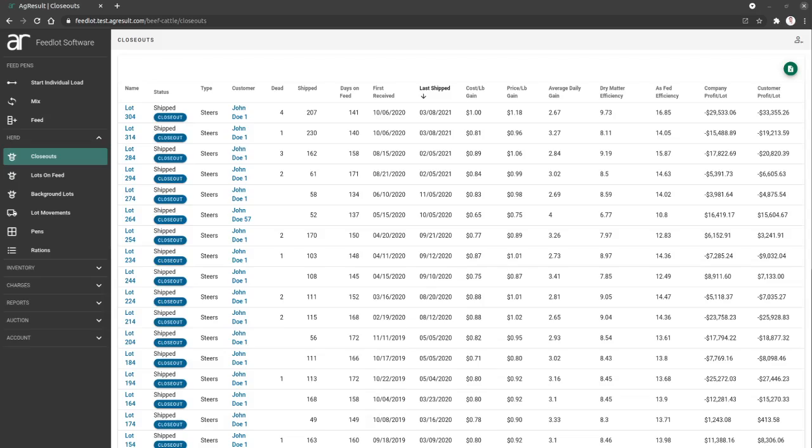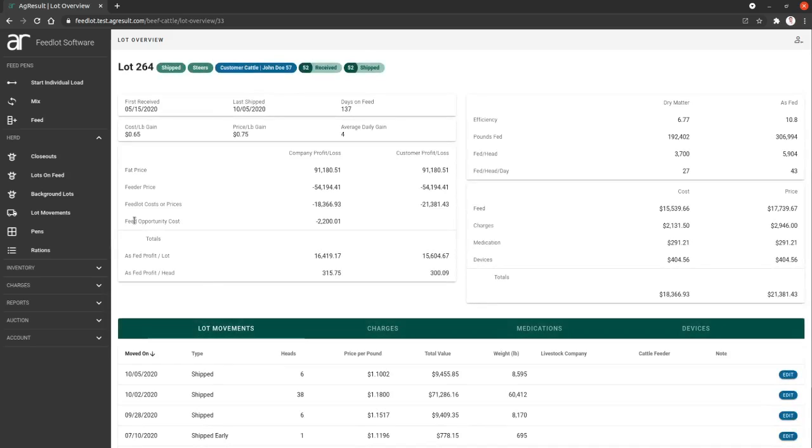So we're going to look at a closeout that did well, just for fun. We're going to look at lot 264. If you're not familiar with this page that we're staring at now, go take a look at the lots video that will describe what stuff is on this page and where to find it. But I will say that now that this lot is closed out, you will have more information here than if you're looking at a lot that's currently on feed, which you can find from this lots on feed.